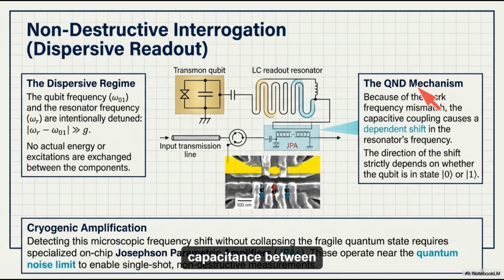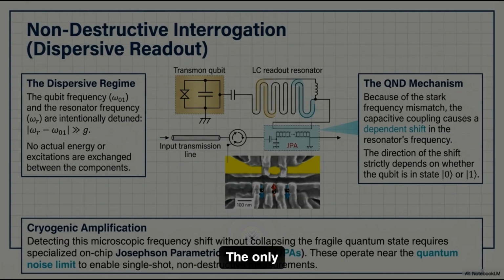But the capacitance between them causes a state-dependent frequency shift in the resonator. Oh, so you probe the resonator, and the resonator's frequency tells you the qubit state. Exactly. The qubit never gets measured directly. The only catch is that the shift is tiny, so you need Josephson parametric amplifiers to detect it. Operating near the quantum noise limit, right? Right at the edge. That's how we get single-shot, non-destructive readout.